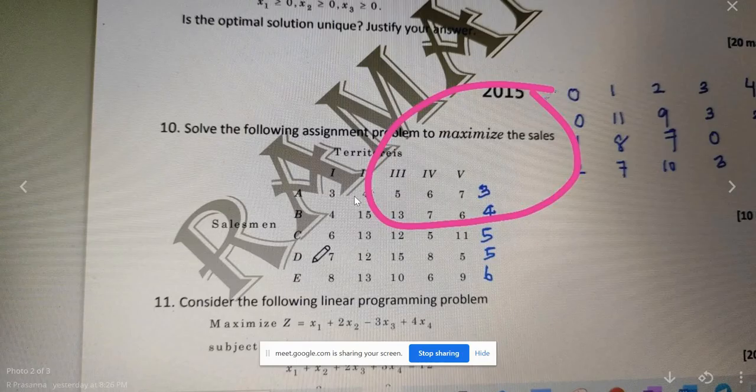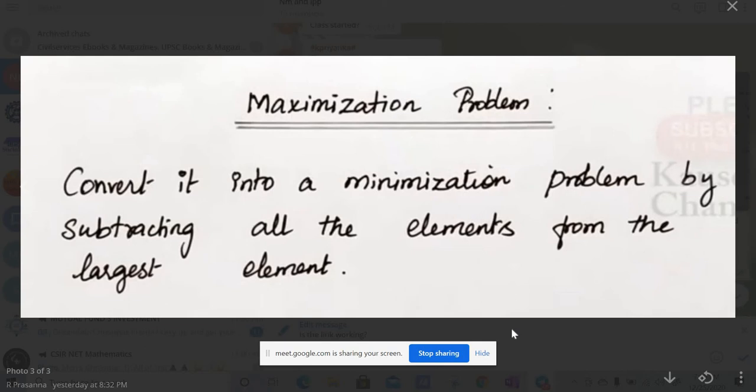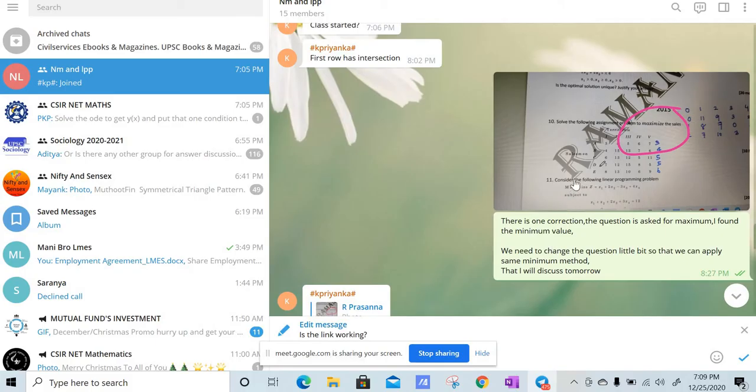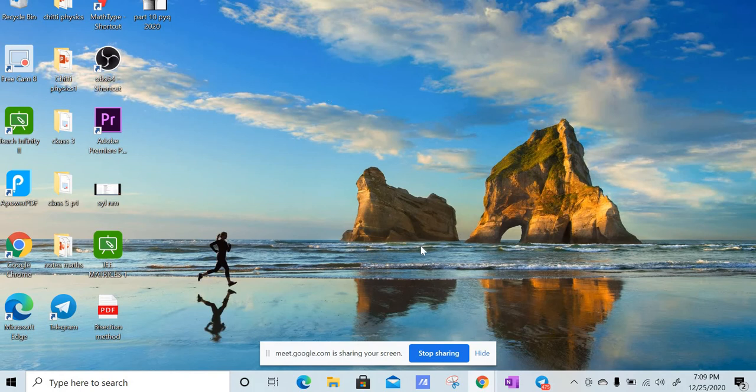So this will be 15 minus 12, this will be 15 minus 8, and this 15 minus 3, right? You need to subtract all those values from 15. So 13 minus 15, 4 minus 15, 5 minus 15, 6 minus 15, 7 minus 15, and so on. So convert it into a minimization problem by subtracting all the elements from the largest element. That's it. If you convert this, the table will be changed. Now you do the same steps that you did for the minimization problem.